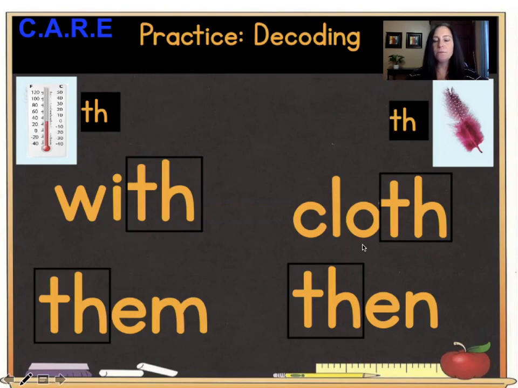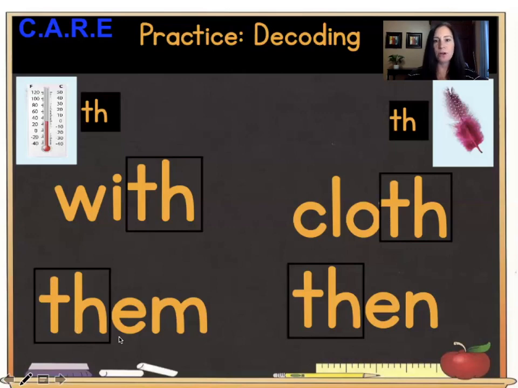What's my vowel? O. What sound does it make? Let's read. K, l, o, th, cloth. Great job. I also noticed that my consonant digraph is at the end of this word, TH, which stands for the unvoiced sound in cloth. Good.